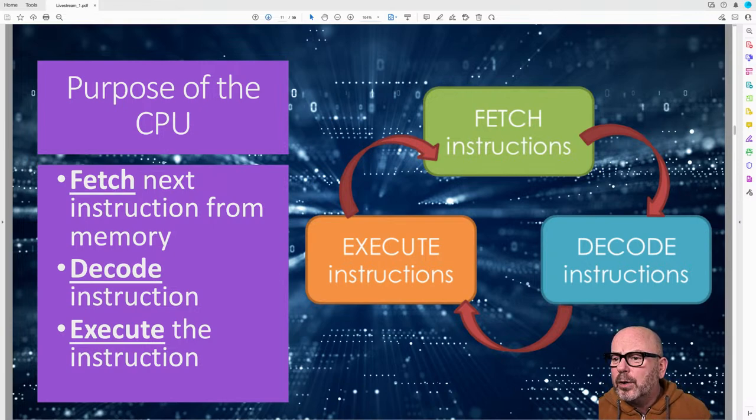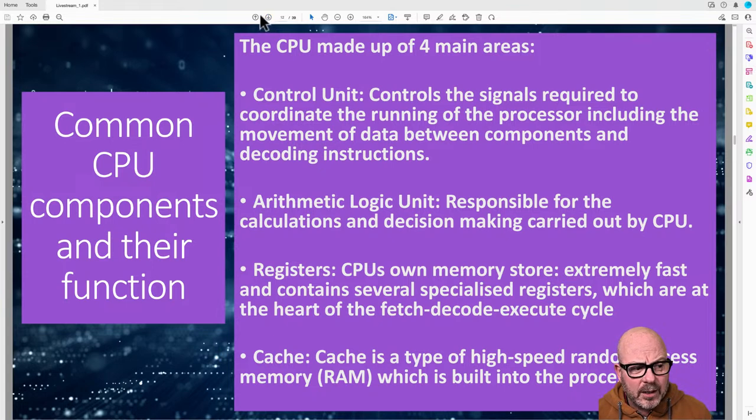Lots of good questions, and it works much better when you throw at me what you are struggling with. This is the definition of the different components: the control unit, the ALU, which is the calculator, and the registers, which are low capacity blocks of memory with super fast read write speeds, which will either be storing addresses or data. And then we've got cache, high speed random access memory which is built into the processor and sits on the processor. Those are all your different parts of the CPU.